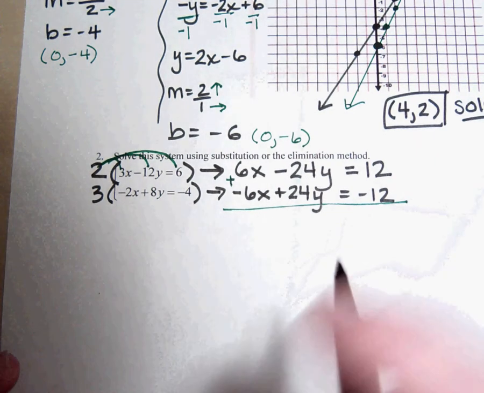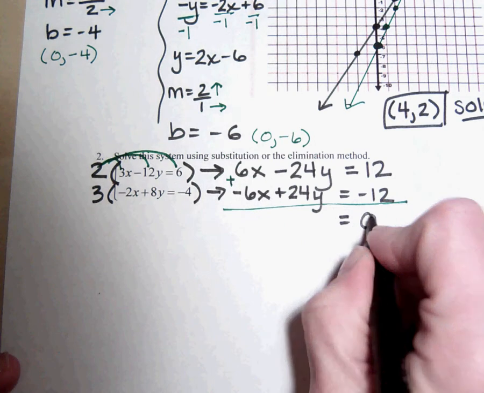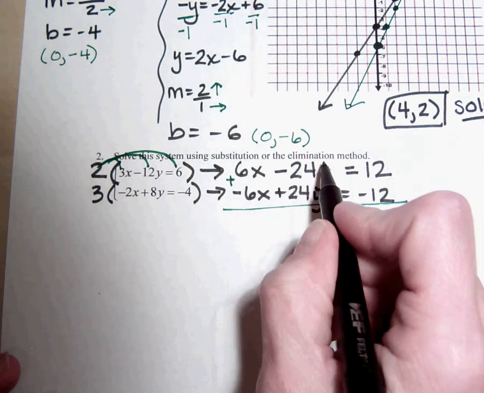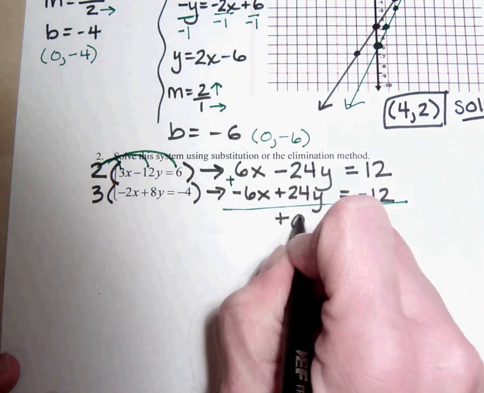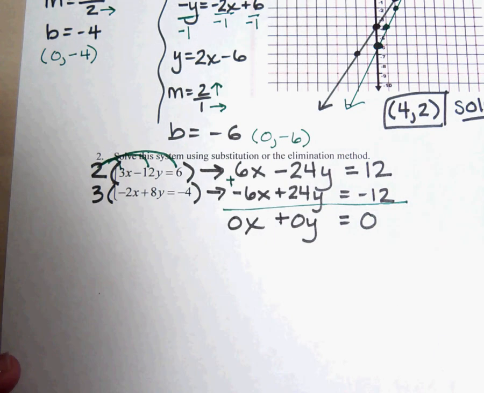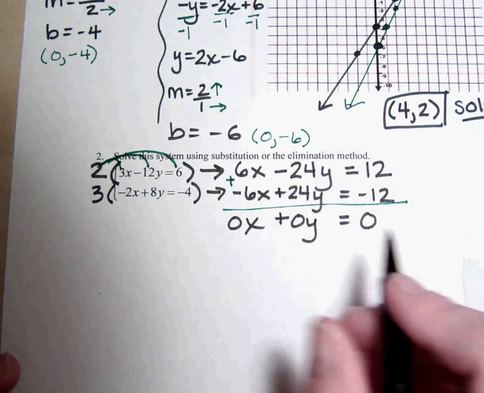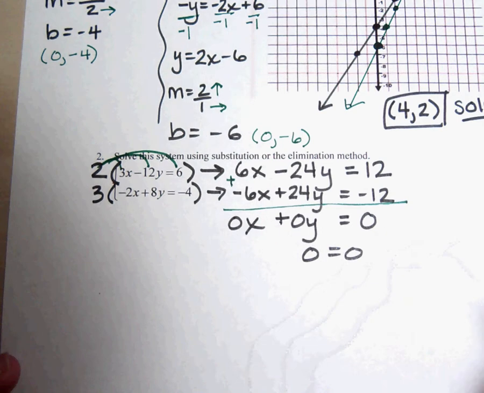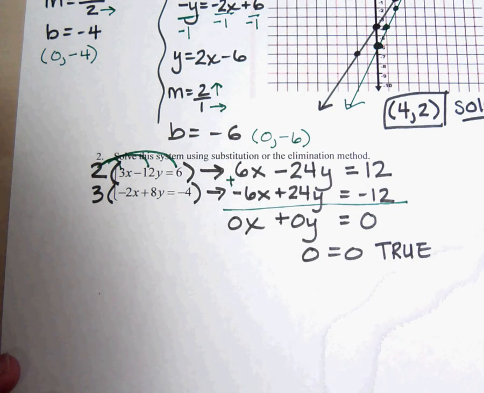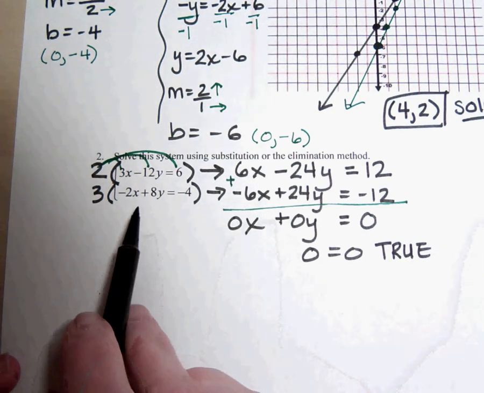Well, on the right side, 12 plus negative 12 is 0. On the left side, negative 24y plus 24y is 0y, and 6x plus negative 6x is 0x. So I wind up with an identity statement. It tells me that 0 equals 0. Since this is a true statement, what it means is that I have a dependent system.